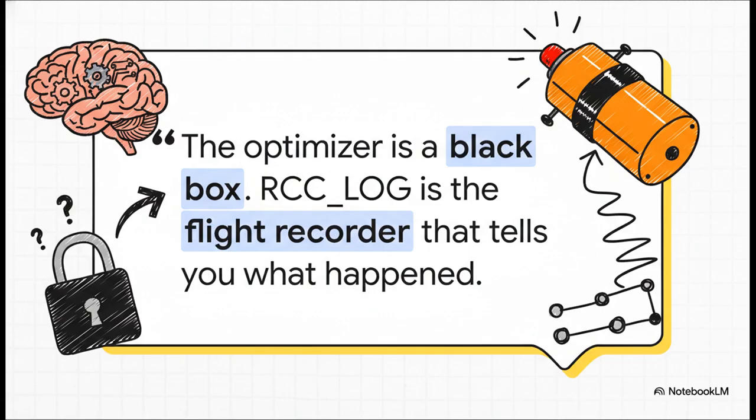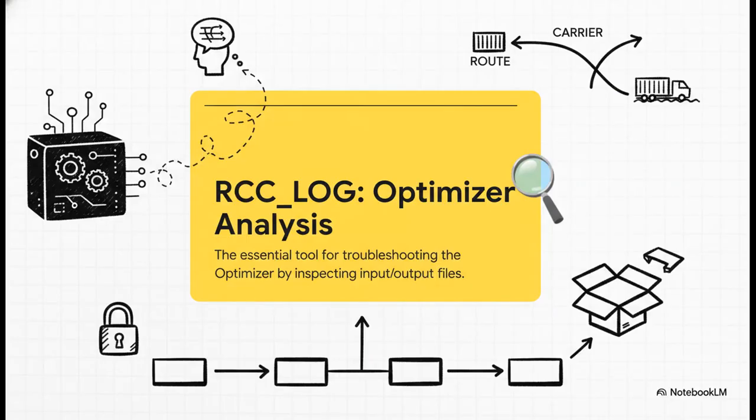A lot of planners feel like the optimizer is just this black box. You put data in, a plan comes out, and you have no idea why. This quote just nails it. What you need is a flight recorder, something that tells you exactly what happened inside that box. And that flight recorder has a name, RCC_log.